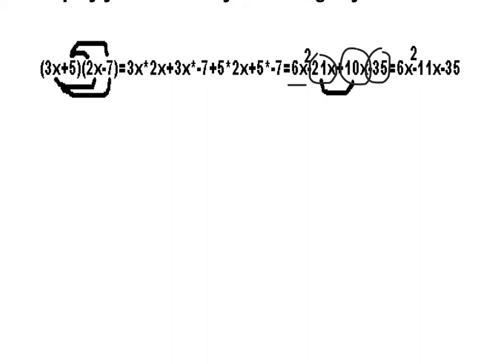Now the last step is to combine the like terms. There is no like term to 6x squared, so we just write 6x squared. Negative 21x and plus 10x, they are like terms, because both of them have x and the exponent is 1. So negative 21 plus 10 gives you negative 11x. And finally, you have negative 35, but there is no other constant, so you just write negative 35. So the final answer is 6x squared minus 11x minus 35.